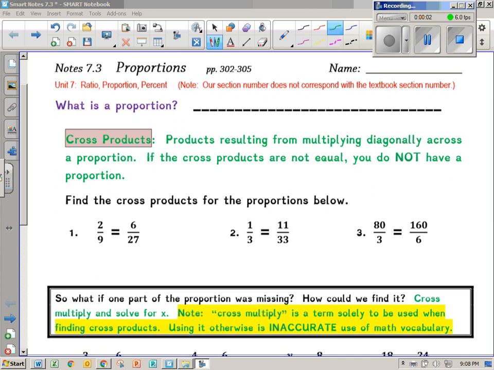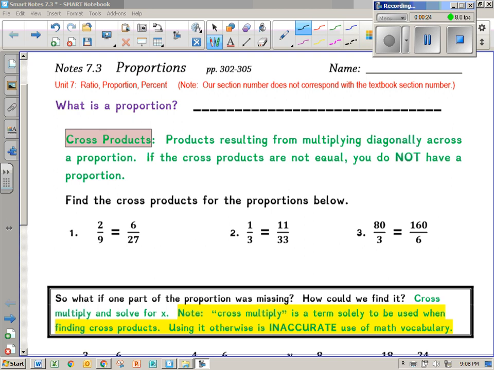All right, proportions, finally. This lesson is one of the most important concepts that you'll learn in your math career. You're going to continue to use it. It just simplifies so many things, especially word problems. It's just used extensively. So we've already learned what a ratio is.